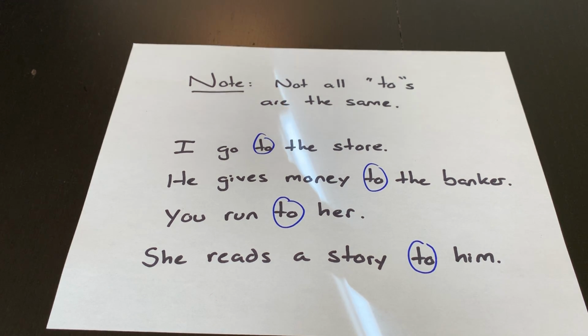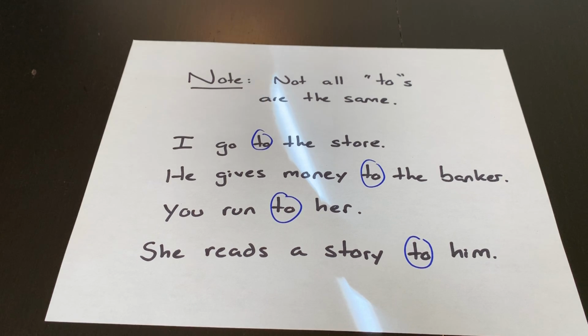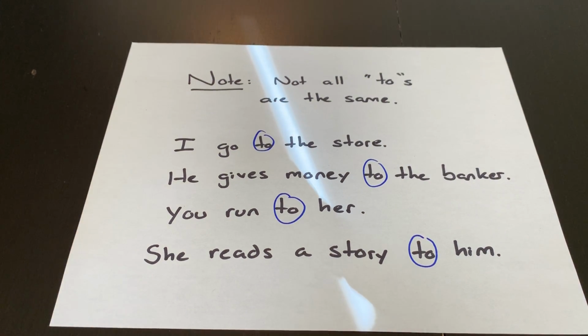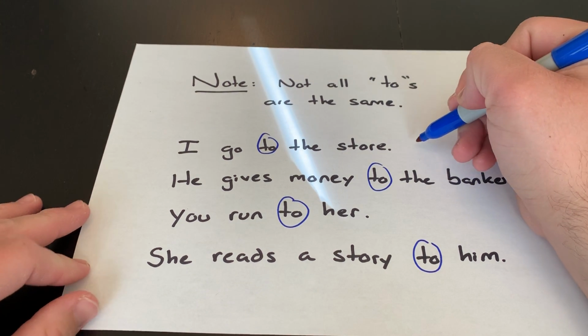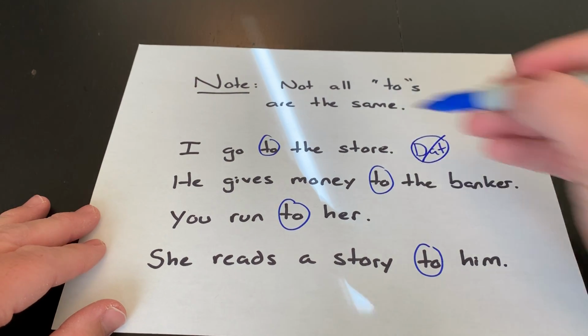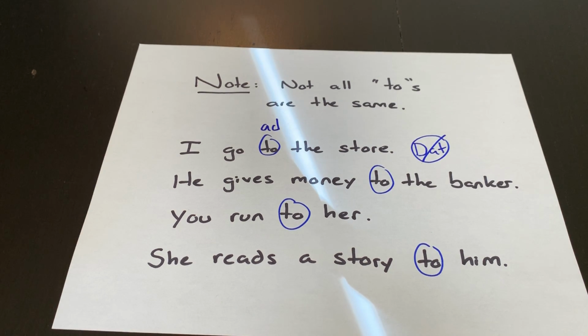The challenge can be that English uses the same word to indicate motion towards. So what you want to ask yourself is, is this showing motion towards, or is it an indirect object? So if we look here and say, I go to the store. Okay, the verb go kind of gives it away that this is talking about motion. So I go to the store. This would not be the dative. Okay, that sentence would not use the dative. Instead, it would use the preposition ad, which means to or towards.